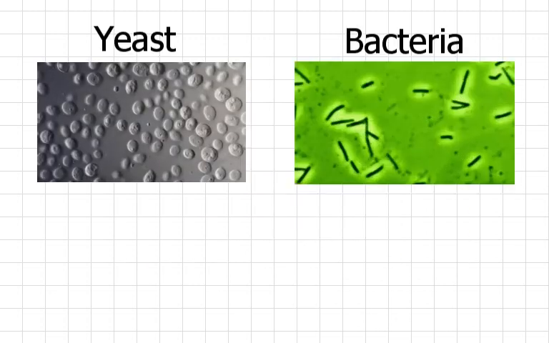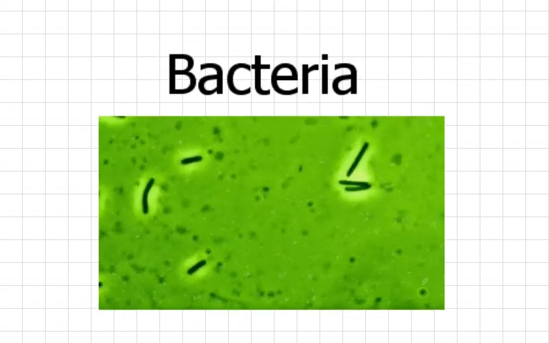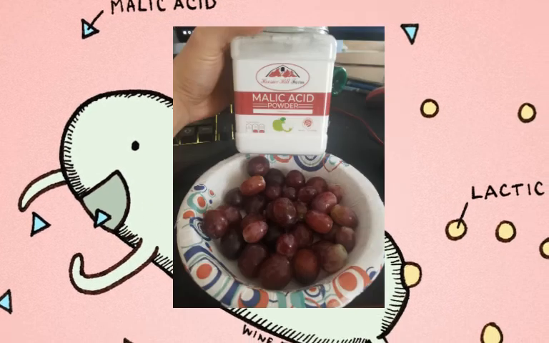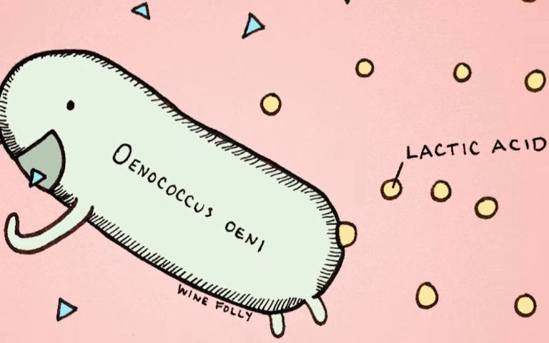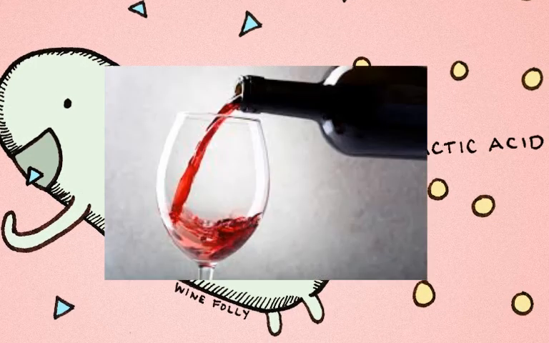Wine also utilizes the second type of food-producing microorganism, bacteria. A certain strain of bacteria turns tart-tasting malic acid in grape juice into softer-tasting lactic acid, which is responsible for some of the flavors in red wines. This process is called malolactic fermentation.